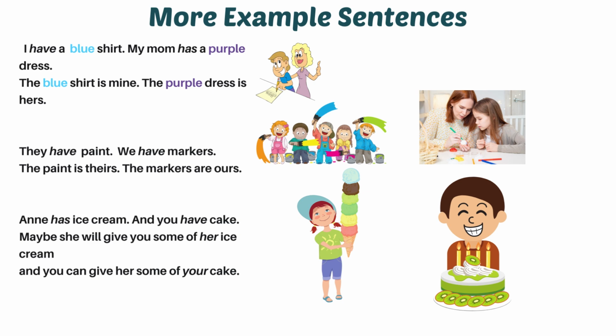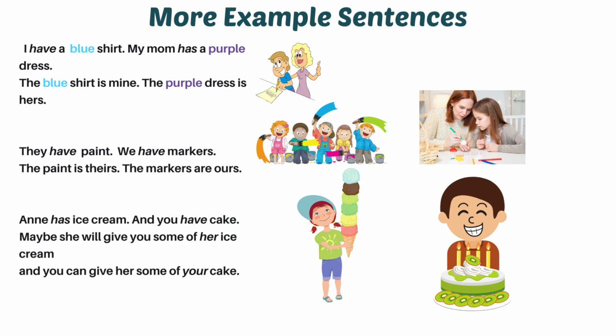More example sentences. I have a blue shirt and my mom has a purple shirt. The blue shirt is mine. The purple shirt is hers. The words mine and hers show possession. The purple shirt belongs to my mom. The blue shirt belongs to me.